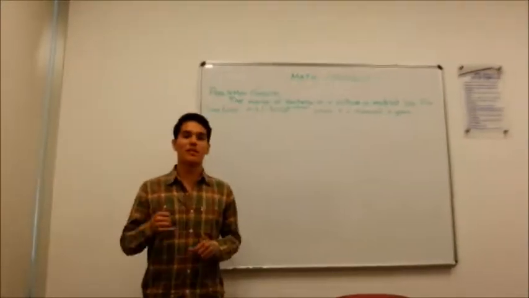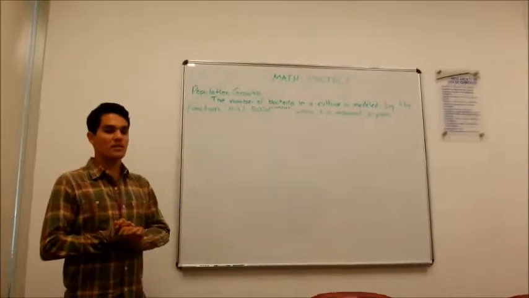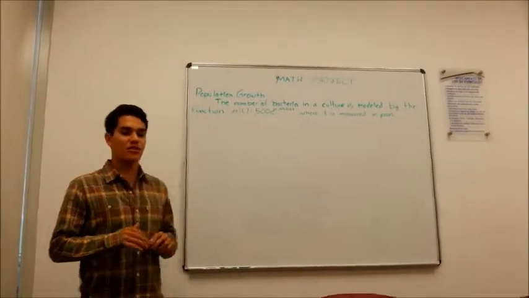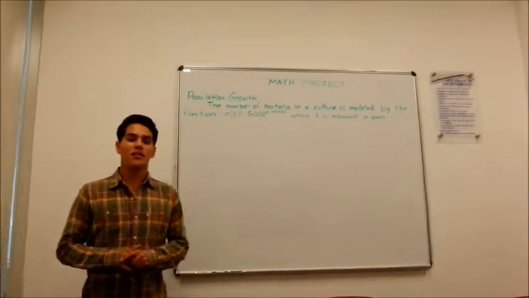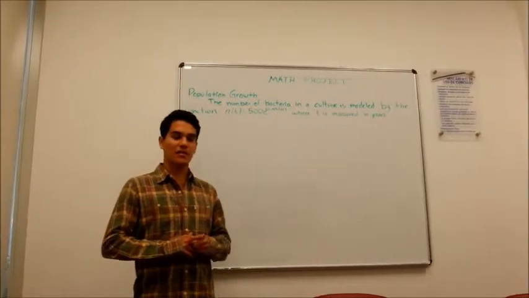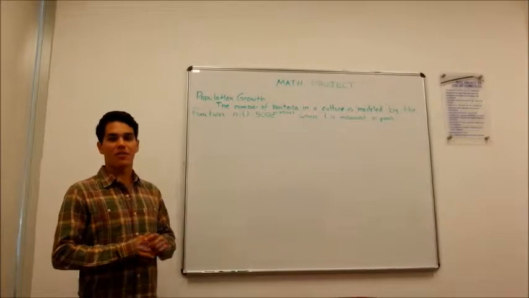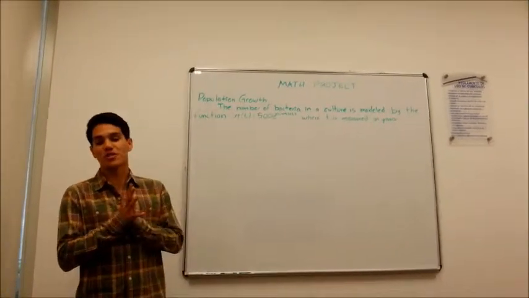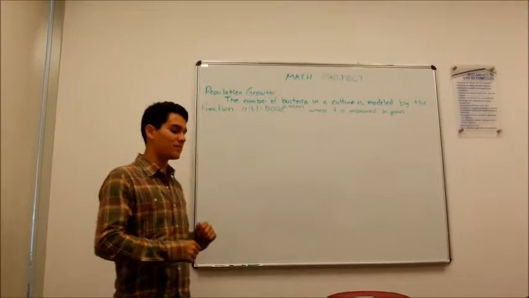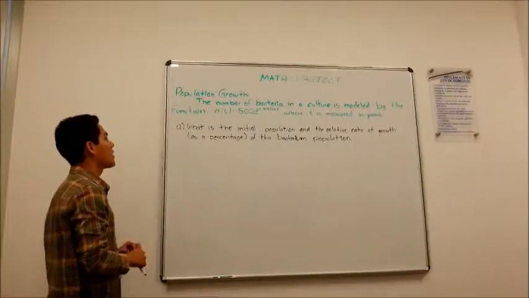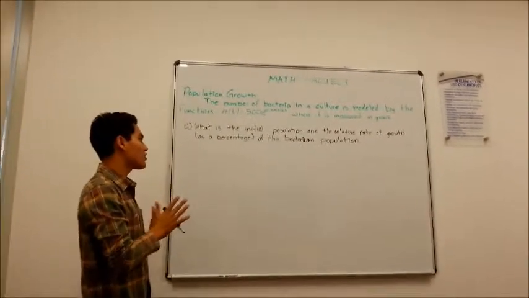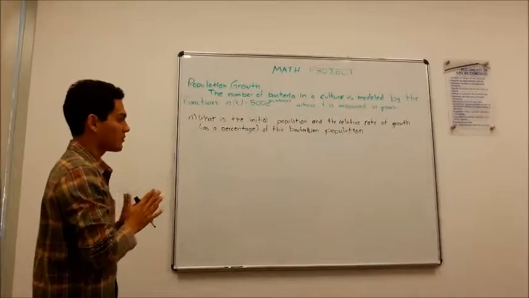It's about population growth. The problem is: the number of bacteria in a culture is modeled by the function n of t equals 500e to the power of 0.45 times t, where t is measured in years. Let's go. This is the first problem. It says, what is the initial population and the relative rate of growth as a percentage of this bacterial population?